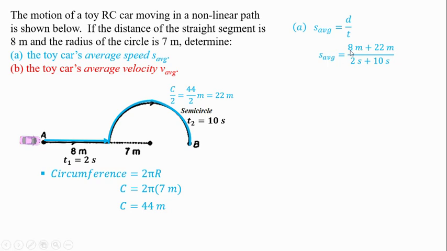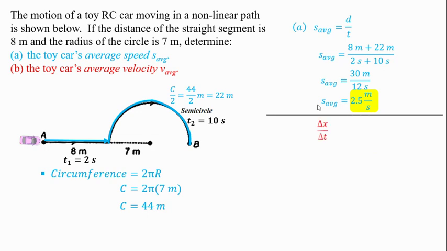So 8 meters to the east here, and then you travel 22 meters along this arc. So that'd be 30 on top, and then it'd be 2 seconds plus 10 seconds because the diagram suggests that the first leg took 2 seconds and that the semicircle segment took 10 seconds. All right, so it'd be 30 meters divided by 12 seconds, which reduces down to about 2.5 meters per second. So that is your average speed. Again, no direction needed because speed is a scalar quantity.